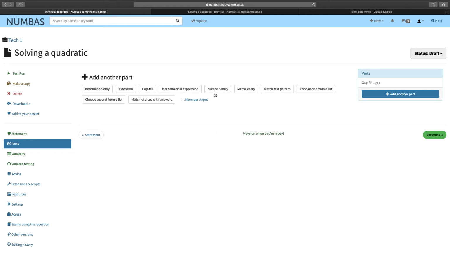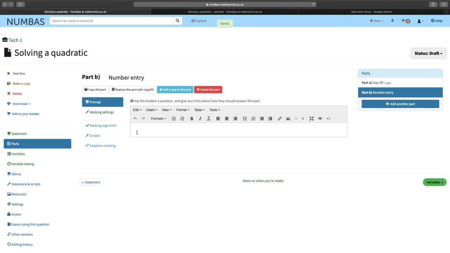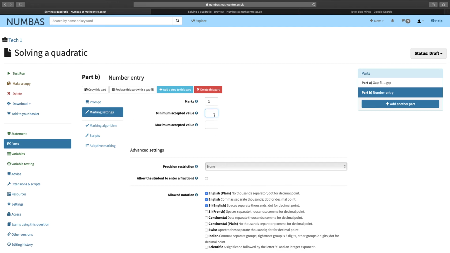And we'll do the same again, add another gap, number entry, and this one here, we just need to do our marking settings, and it's going to be answer 2 times 0.99 and answer 2 times 1.01. Okay, now that should now be everything.